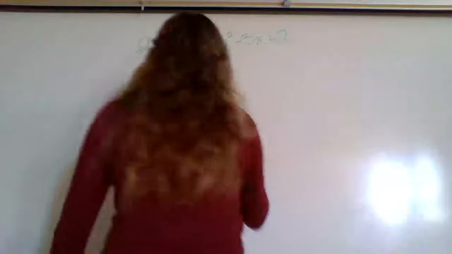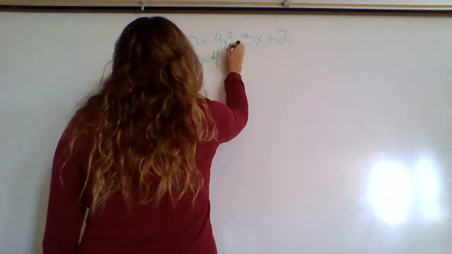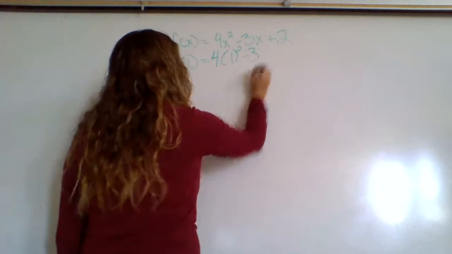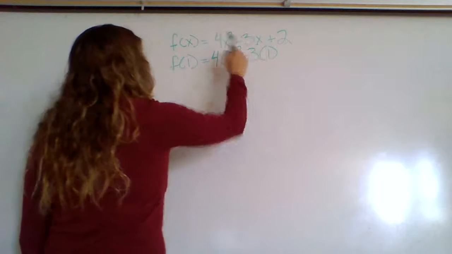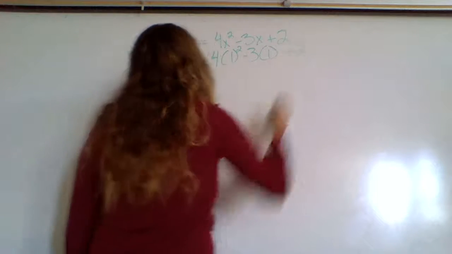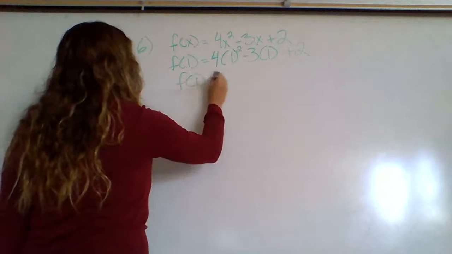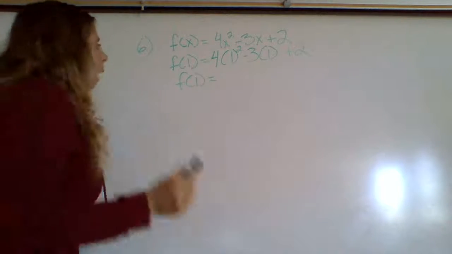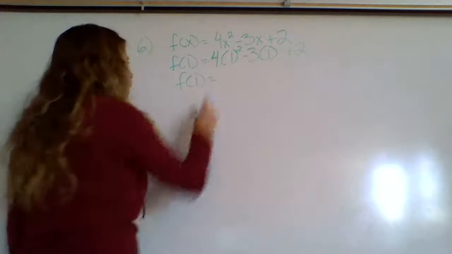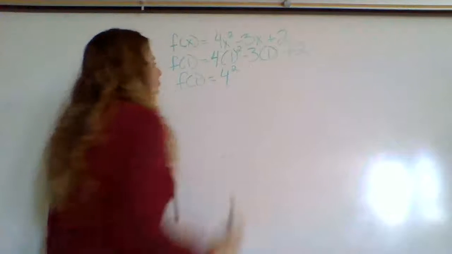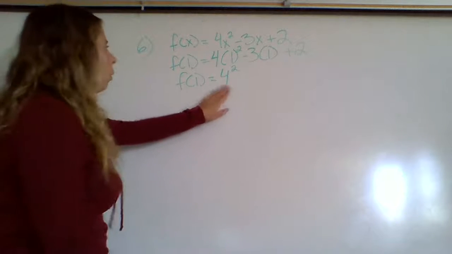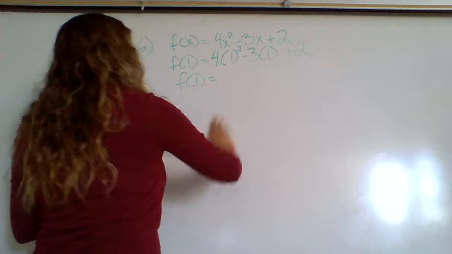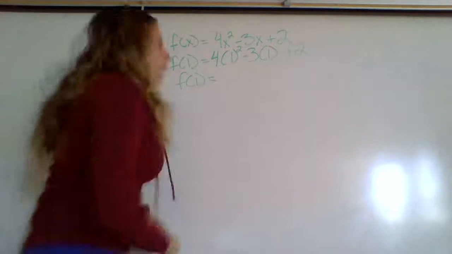So 4 x squared, so I'm substituting in my 1, minus 3, and I'm substituting in my 1 for the x, and then plus 2. Just rewrite that. All right. 1 times 1 is 1 times 4. Important! Do not multiply these first. Some of you like to go 4 times 1 is 4 squared. No, no. Do not multiply first. Do the exponent first. Exponent first. Okay?